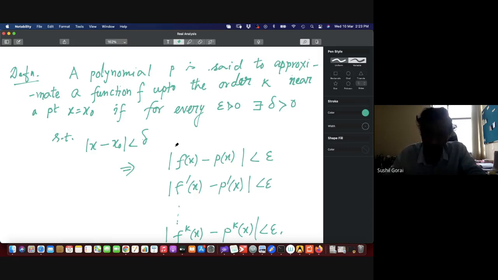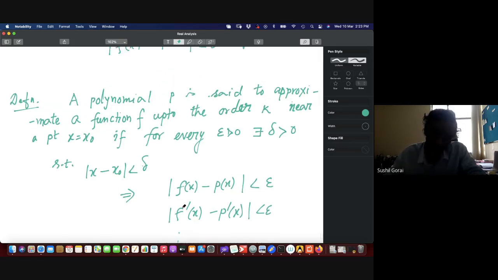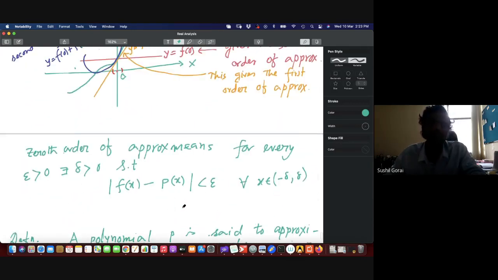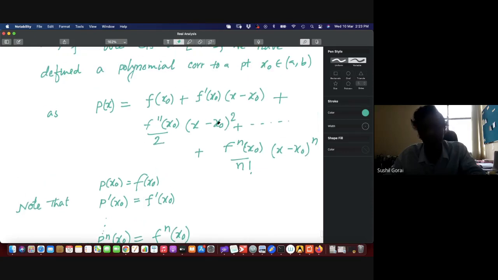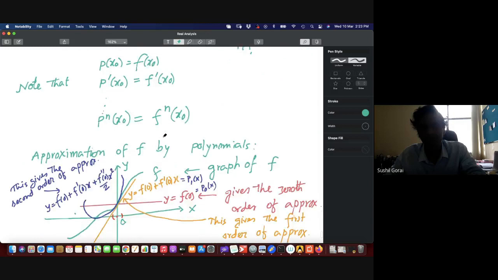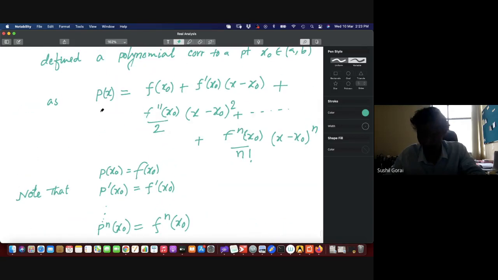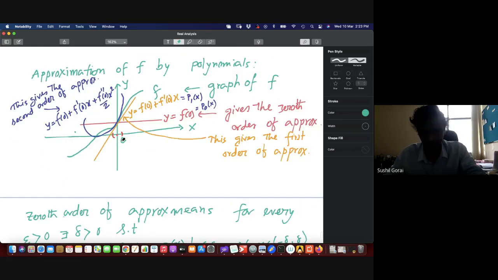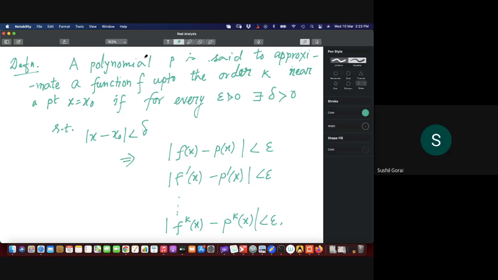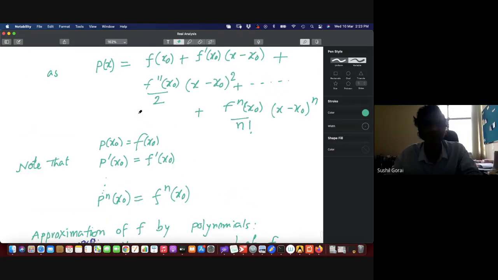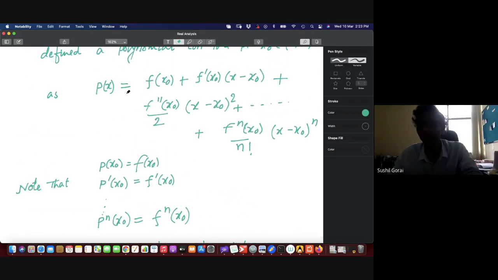So not just the functional value to be close, the corresponding derivatives will also be close. And this happens in this case. That is the standard polynomial which will approximate f near the point x naught. You see, at x naught the derivatives are equal. We want this. This is one standard one that will approximate.